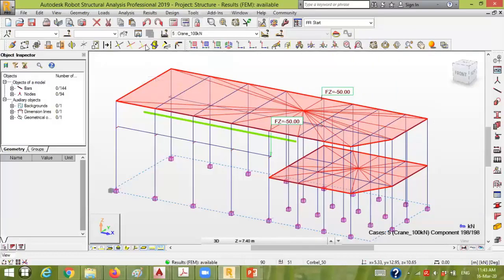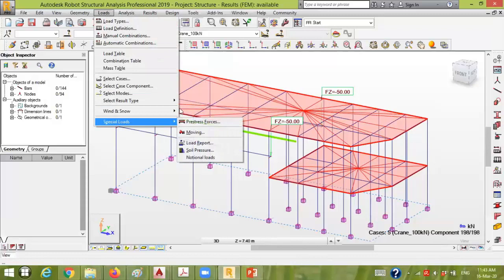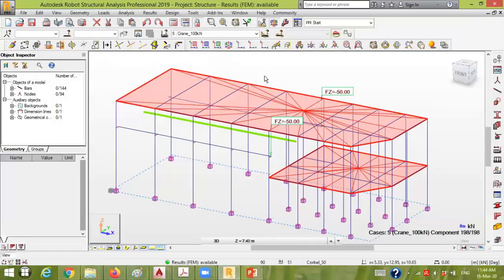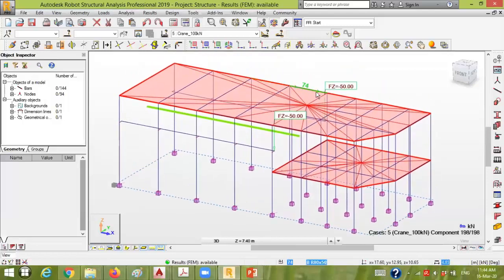Okay, so again, load. Wind and snow, it's not activated. So I explained before, I am considering that the y direction is the critical one. I will apply a wind pressure on this facade and wind suction on the opposite facade. So this is the windward facade, and this is the leeward facade.